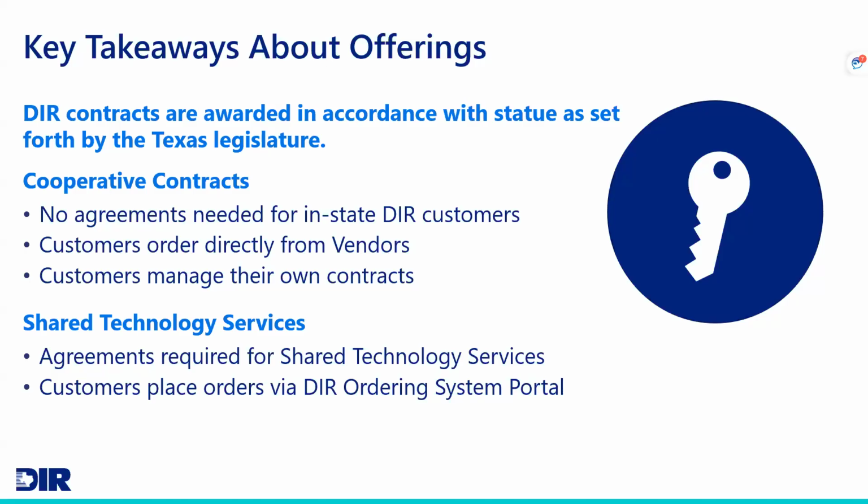But if you want to use our shared technology services, you do need to have an agreement in place with us, and it's easy to get those agreements in place. You sign the agreement, you agree to the terms and conditions of each program that you want to use, and then you place your order via the DIR order portal. Easy for me to say, not. It's as easy as logging into the portal, telling us the service you need, and we go get that service done for you.